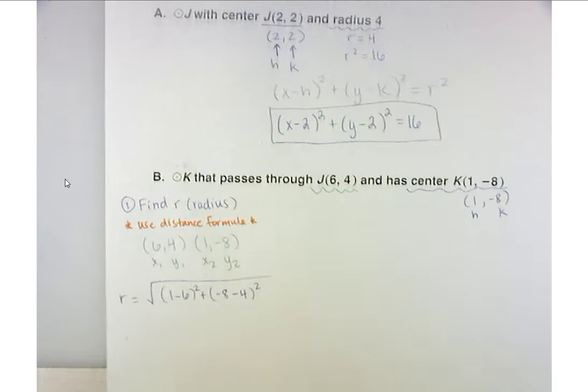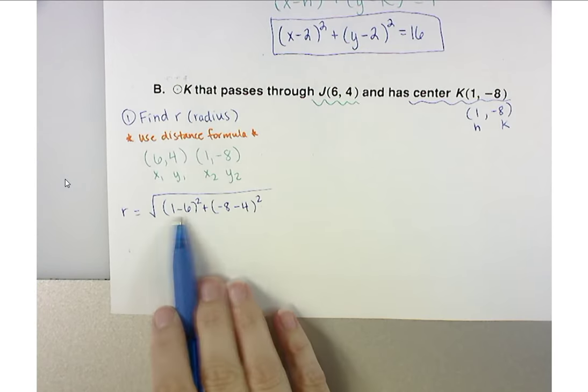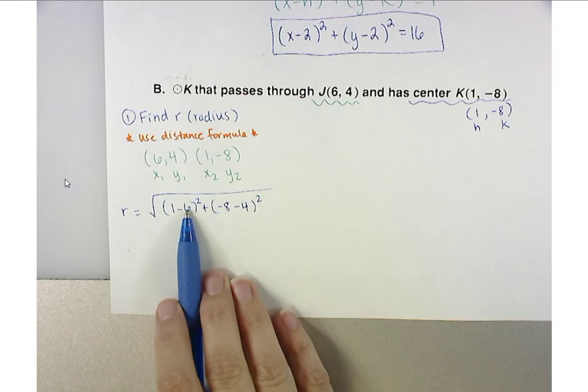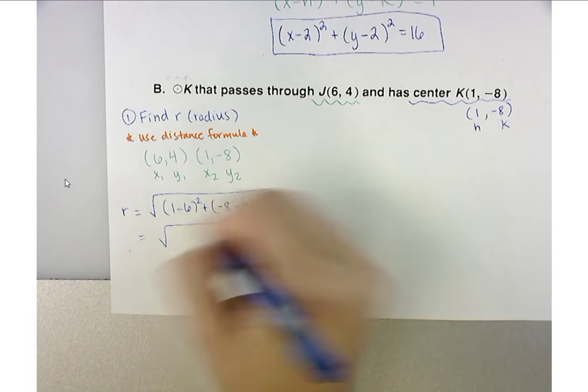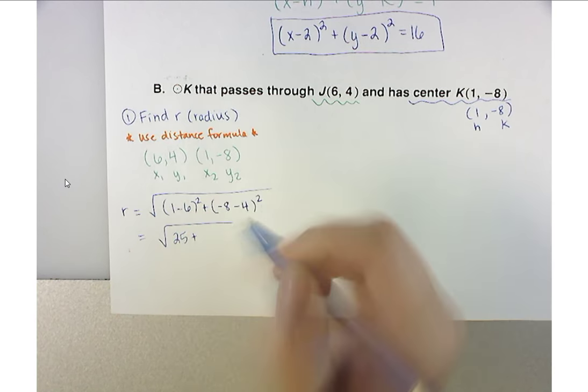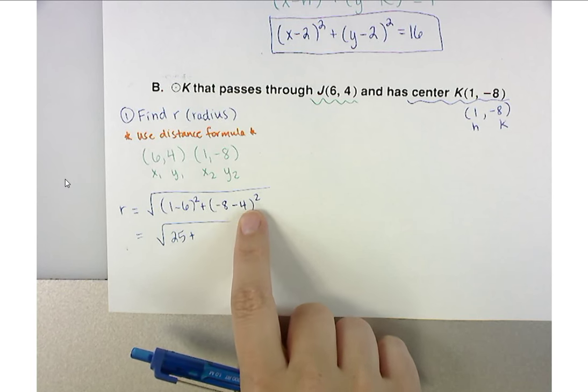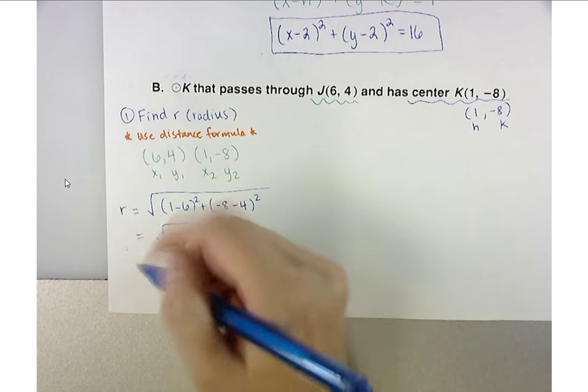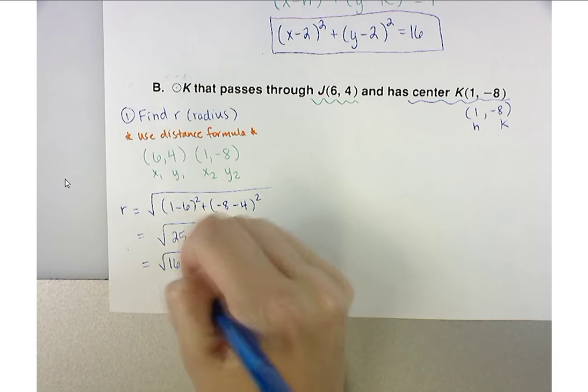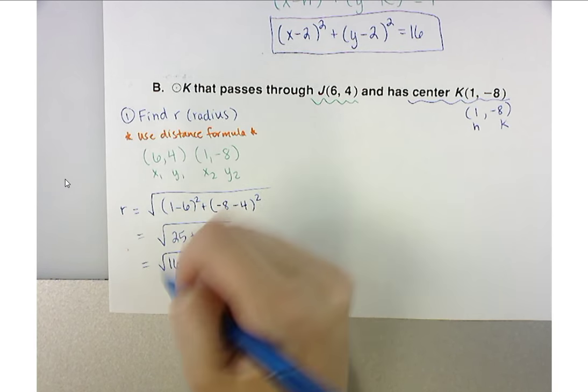Okay, so this part I would do in my head, because what's 1 minus 6? Negative 5. And when you square negative 5, what do you get? 25. Okay, and then here you would have what? Negative 12, and then when you square that, you'd have positive 144. Because sometimes if you don't enter that in your calculator correctly, it might give you negatives. And yep, what's the square root of 169? 13. Okay, so that means that your radius is 13.